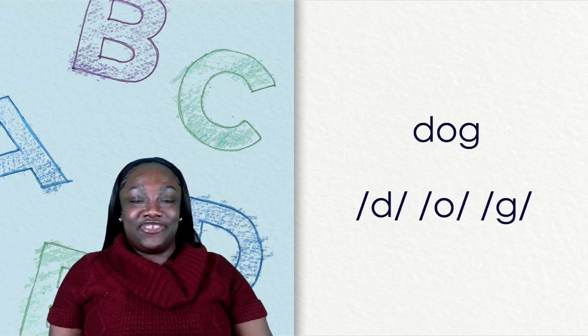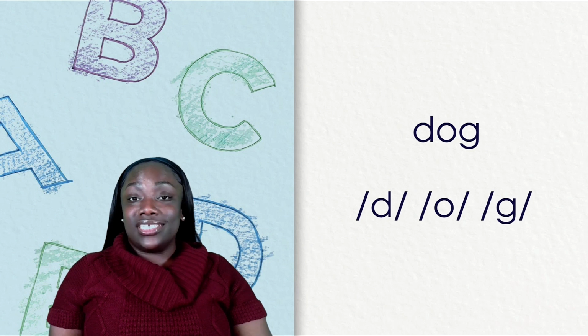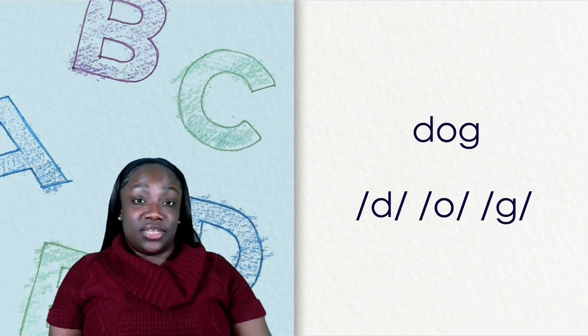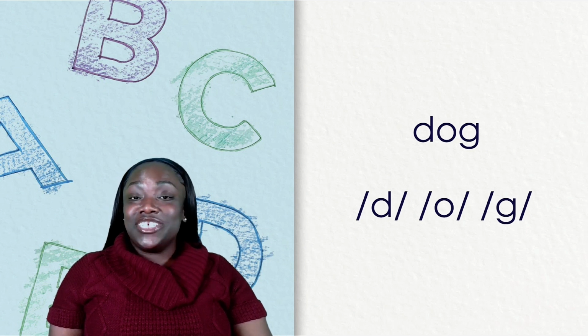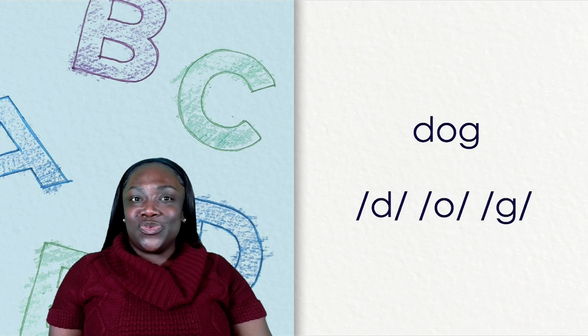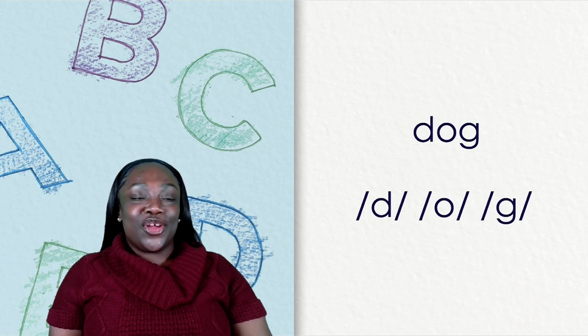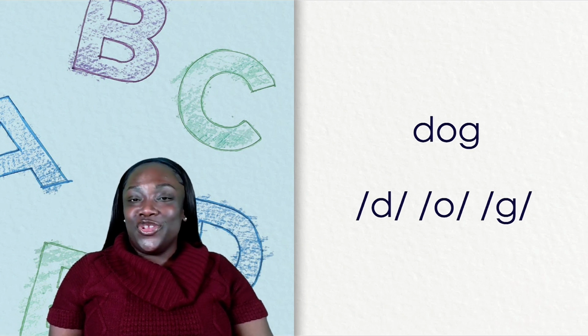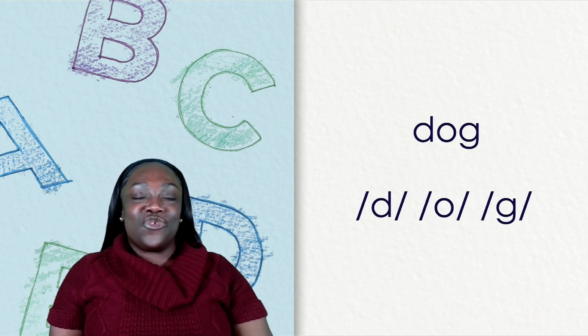Now that we've listened for each syllable in words that have more than one syllable, let's play a game with words that have just one syllable. We can make new words by switching one of the letter sounds with a different letter sound. If we start with a word we know, we can make new words just by changing one letter sound. Let's start with the word dog.